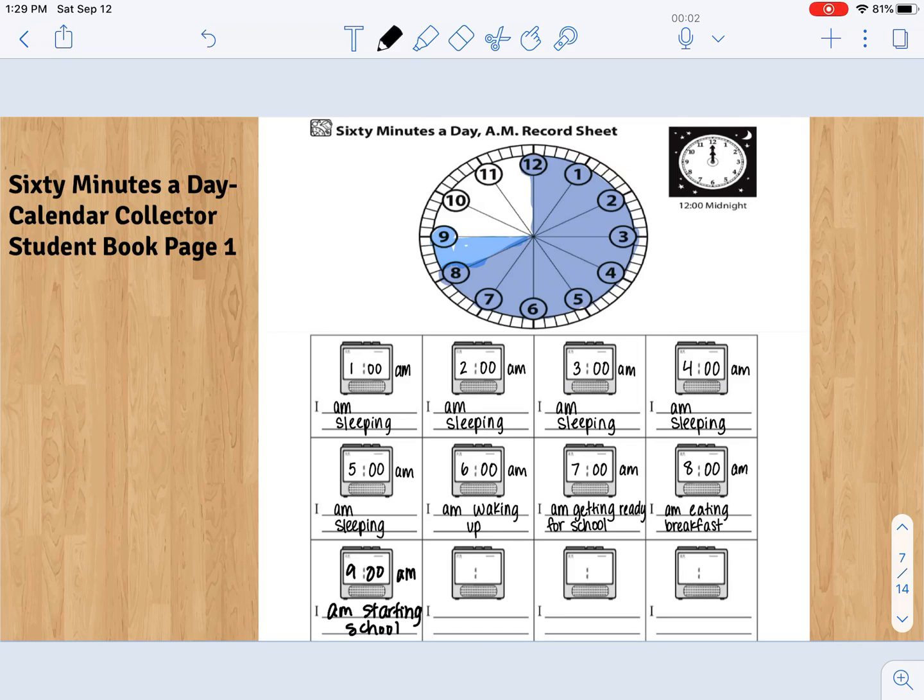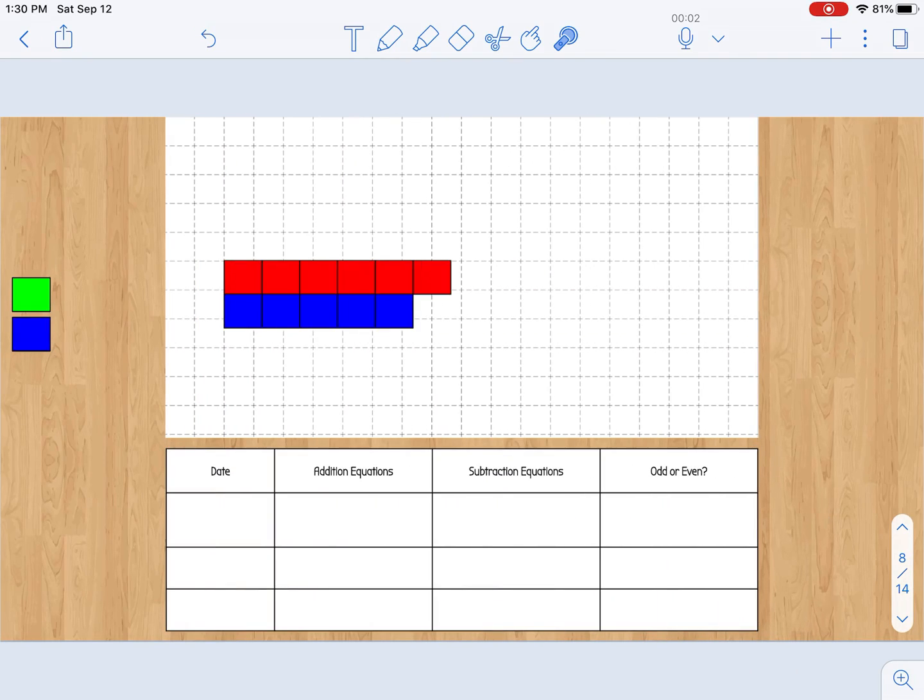What are you doing at 9 a.m. in the morning? Go ahead and take a minute to add this into your student workbook. Up next, we have to update our daily rectangle.